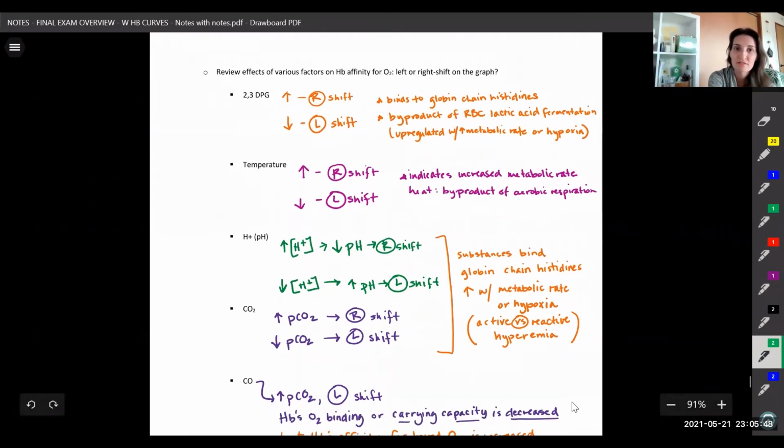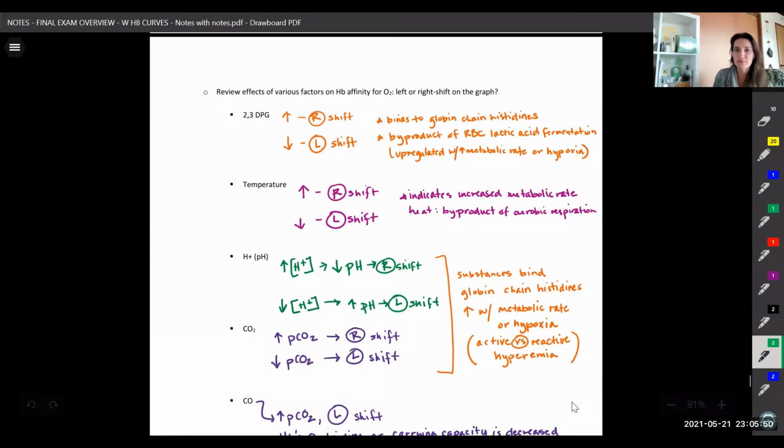The first factor I have here is 2,3-DPG. 2,3-DPG is a byproduct of red blood cell lactic acid fermentation. I mentioned that here. And we get an upregulation of 2,3-DPG production with an increase in metabolic rate, or when an individual is experiencing hypoxia, we might see that amount of lactic acid fermentation in red blood cells increase as well.